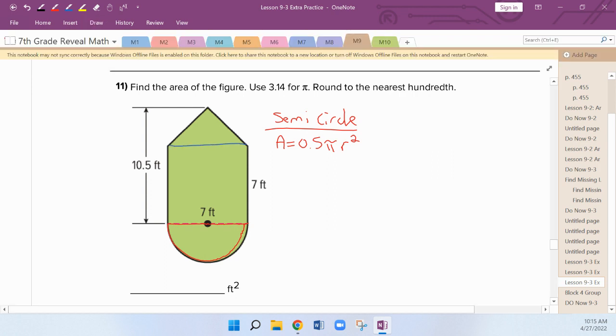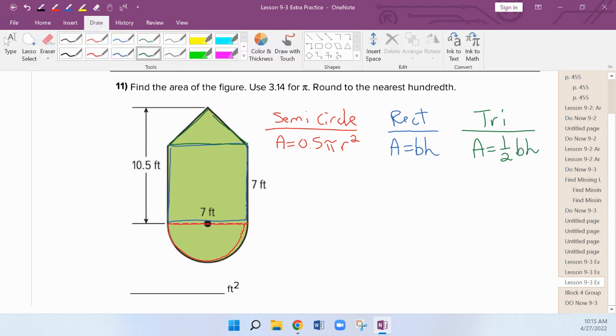I see a rectangle. So rectangle, and that's my easy one with just base times height. And third, I see a triangle. And that one is 1/2 base times height. All right, now I'm ready to roll.